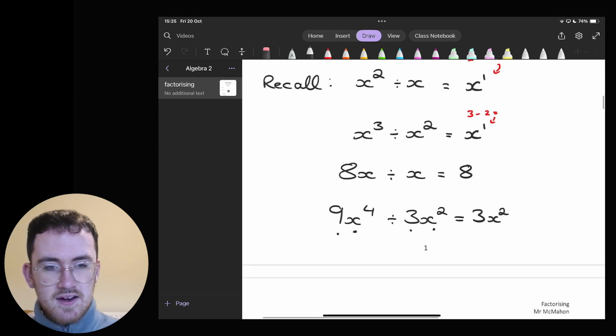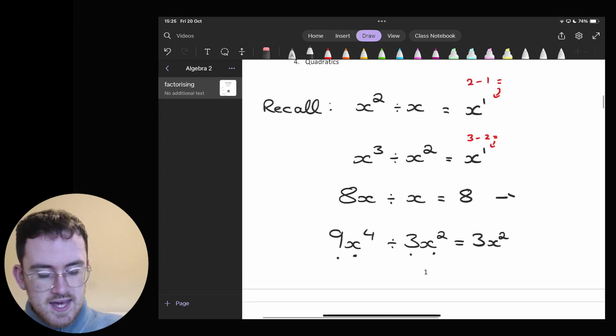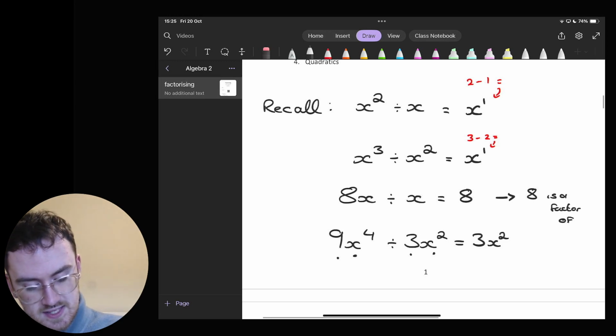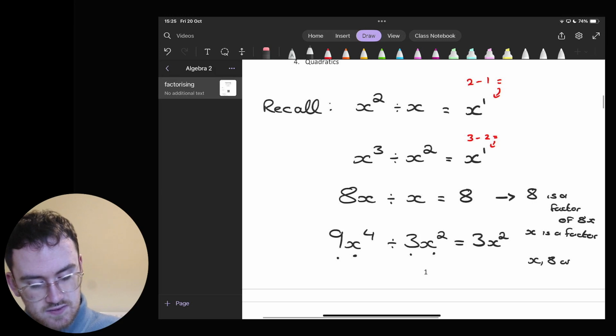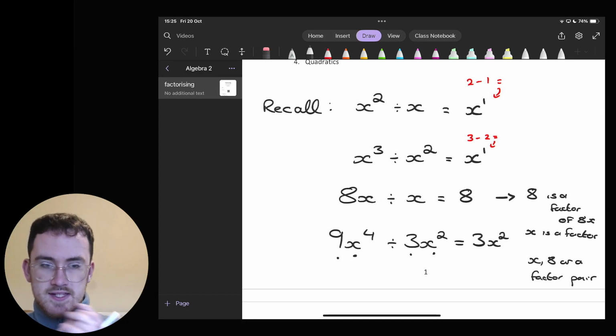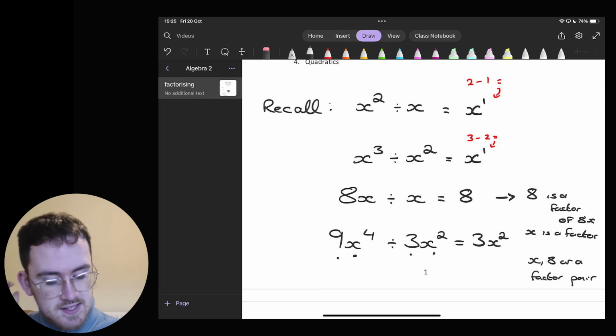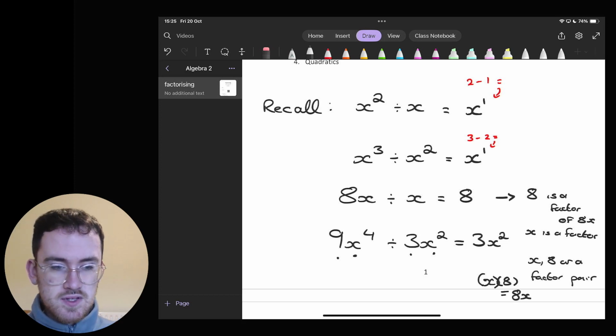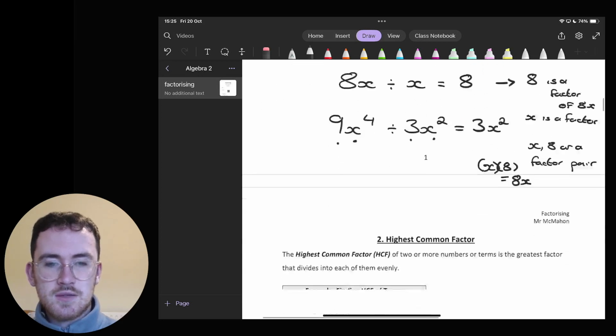And what we would say there, I suppose, for, say, the third one here, is that 8 is a factor of 8x because it divides in evenly. And also, x is a factor because x divides in evenly. And x and 8 are a factor pair because they're kind of the opposite side of each of those factors. So if I divide by x, I'm left with 8. If I divide by 8, I'm left with x. And if I multiply the two of those, I end up with my original expression. So if I multiply the two factors, it brings me back to where I started. So that's what we're going to be looking at when we look at highest common factor.